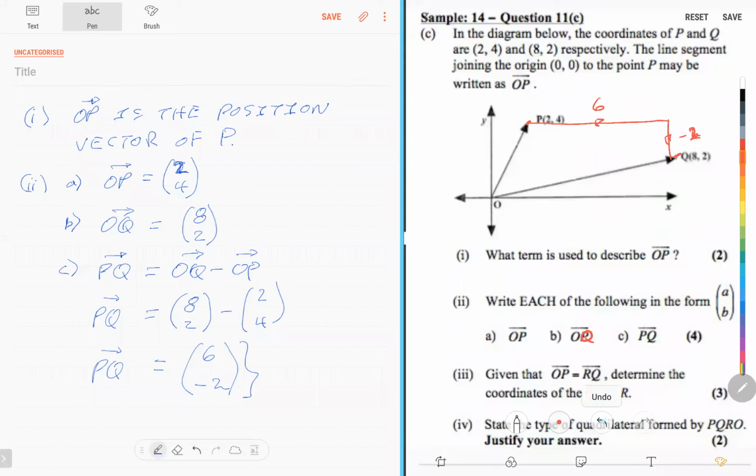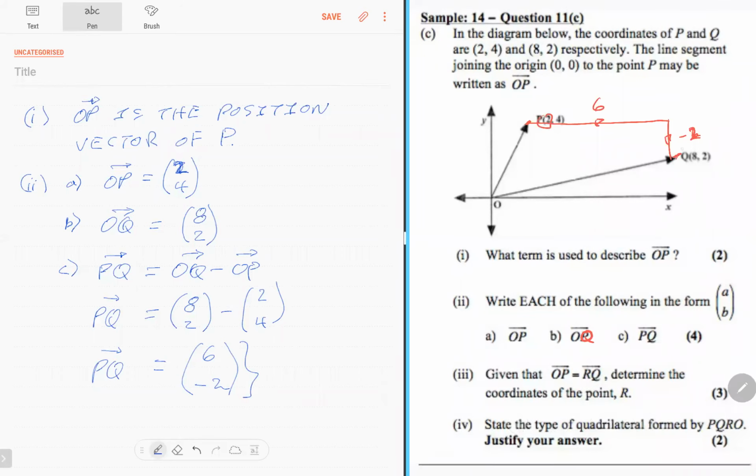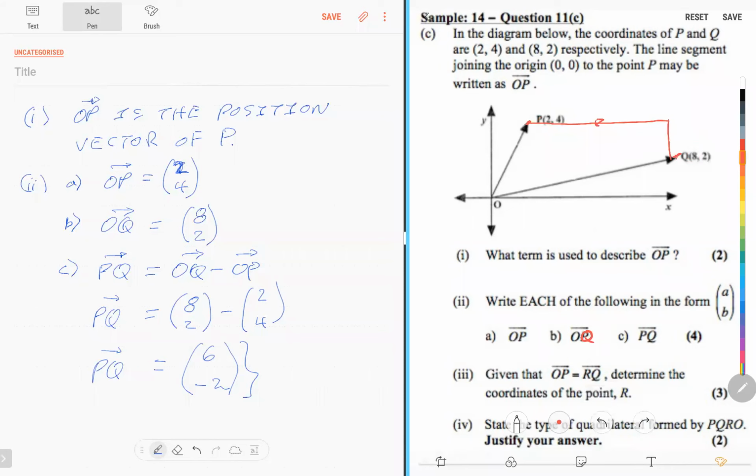All right. So the diagram is showing that because from 2 to 8, you got 6 units, and from 4 down to 2, you go down 2 units. So everything you have in the calculation is matching what the diagram is saying. When you're doing vectors questions with a diagram, you should get in the habit of matching everything. Everything that the diagram shows must match what you get by calculation.